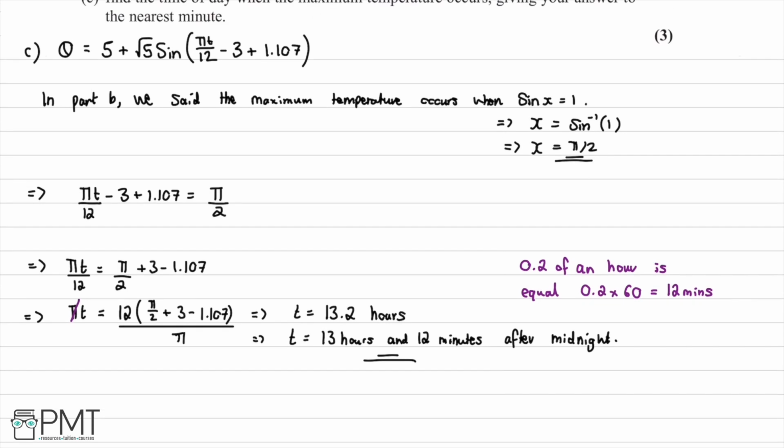It was worth 3 marks, and we receive our first mark for knowing to solve for t and doing that here. We then receive our second mark for getting to the stage where we had t is equal to 13.2 hours, and then we receive our third and final mark for converting this into a time of day and saying that the time is 13 hours 12 minutes after midnight. That's where we pick up our third mark.